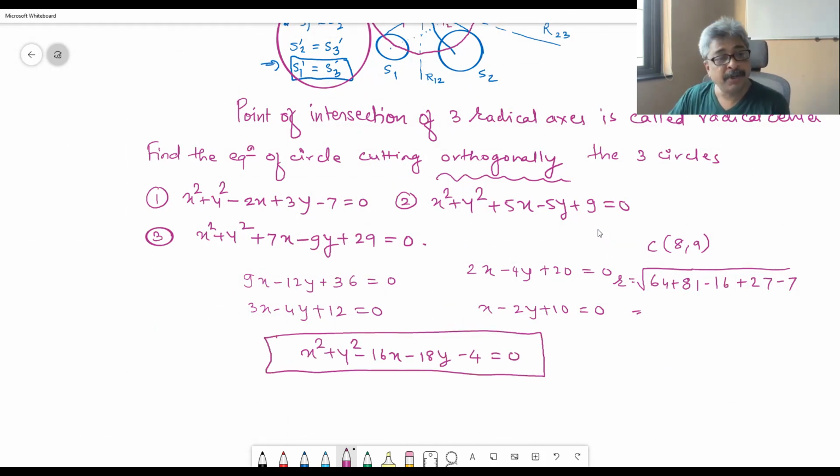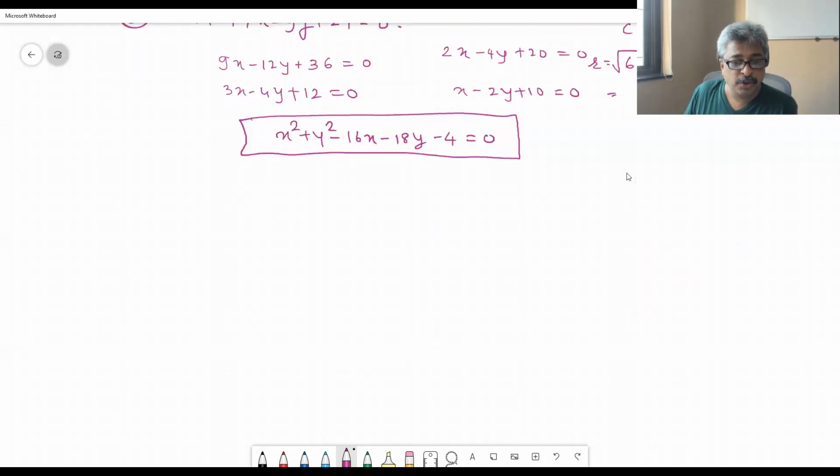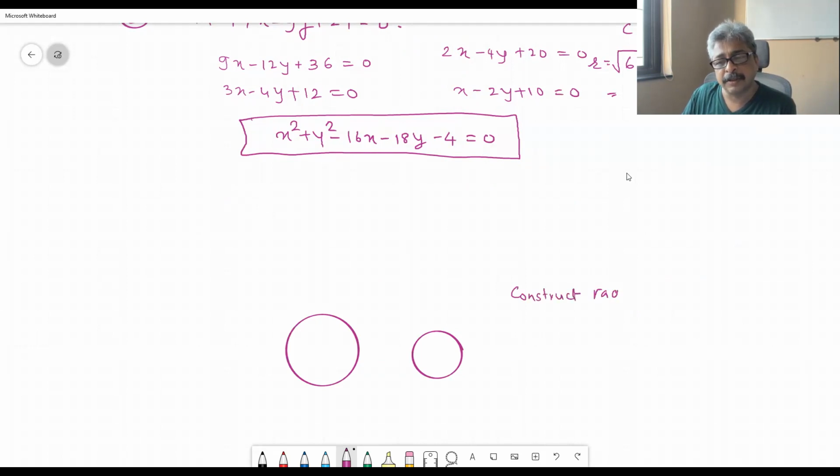Okay, now let me give you an interesting job. Suppose I have a circle with me, and I have another circle with me. These are the two circles that are there on your piece of paper. Geometrically construct the radical axis.